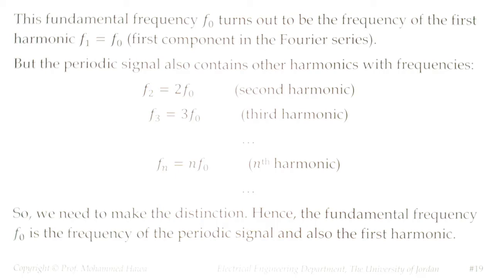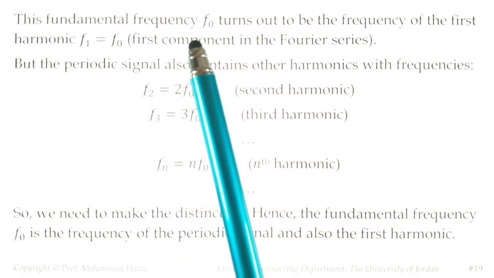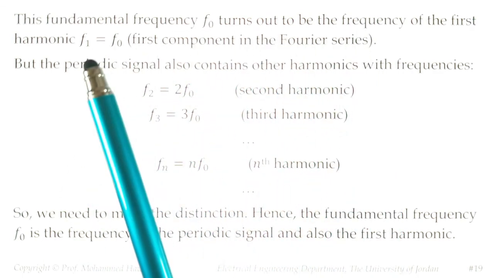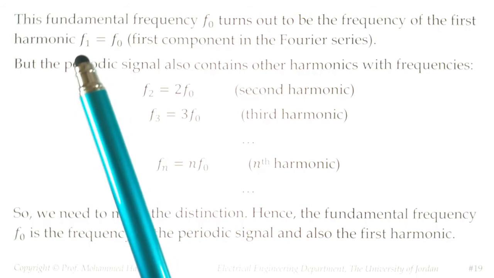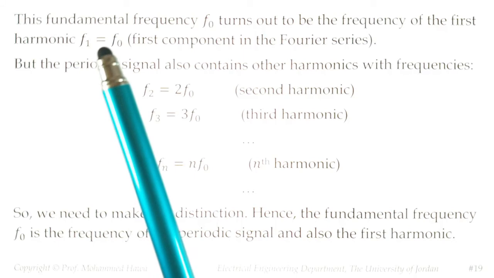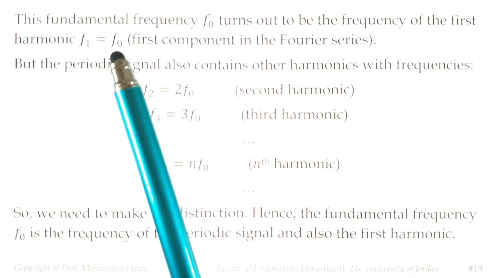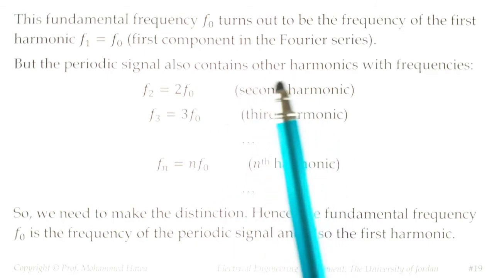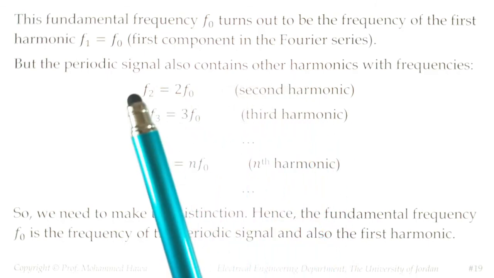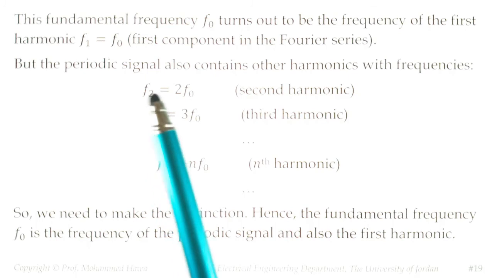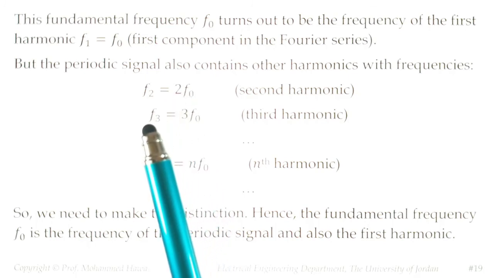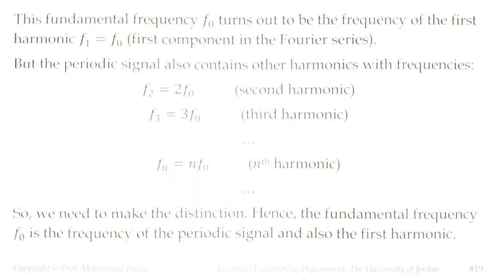It turns out that the fundamental frequency F0 is the frequency of the first harmonic, which I'm going to call F1. So F1 is only the first harmonic, and that is equal to F0, the fundamental frequency. But if you go to the second harmonic, the frequency is not F0. It will turn out to be 2F0. While the frequency of the third harmonic is 3F0, and the fourth harmonic 4F0, 5F0, 6F0, and so on.